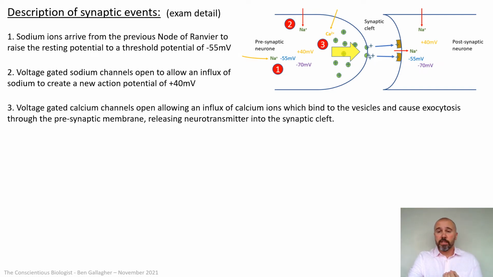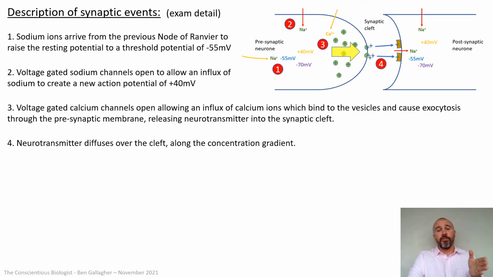So you get this influx of calcium ions which bind to the vesicles and cause exocytosis, there's that key word there, through the presynaptic membrane, releasing neurotransmitter into the synaptic cleft. Not into the synapse, into the cleft. Synapse is the whole thing.